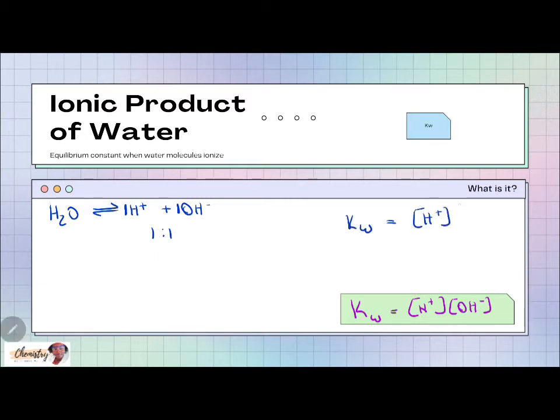Kw is equal to the concentration of hydrogen ions squared. Again, that is because the amount of protons and the amount of hydroxide ions must be the same. And if we multiply a number by itself, of course, that means we're squaring it. So the ionic product of water is equal to the concentration of hydrogen ions squared.